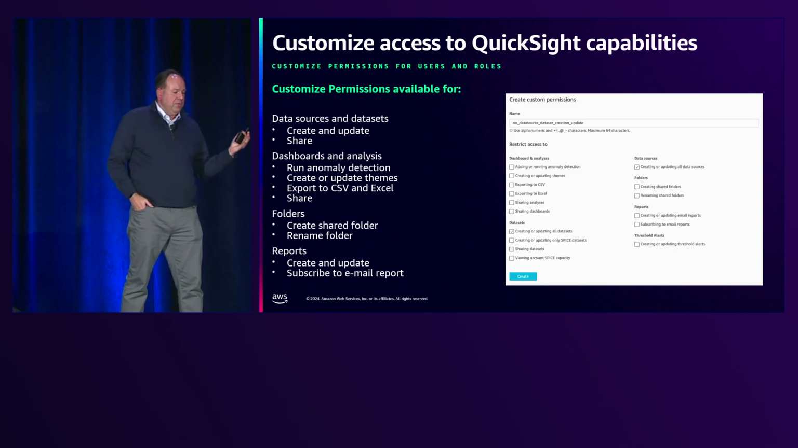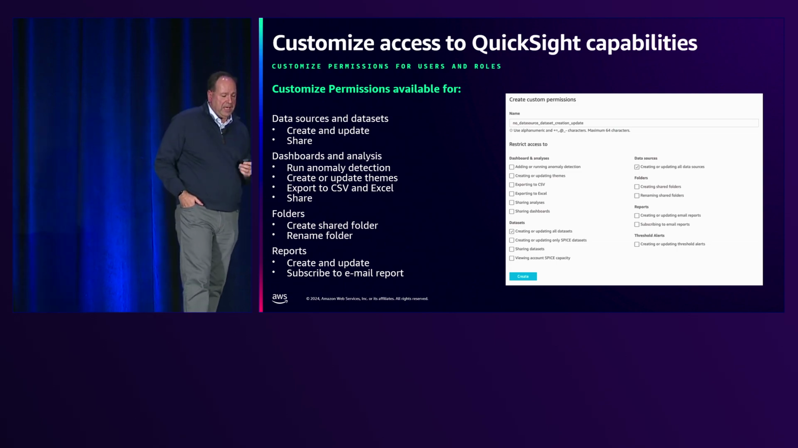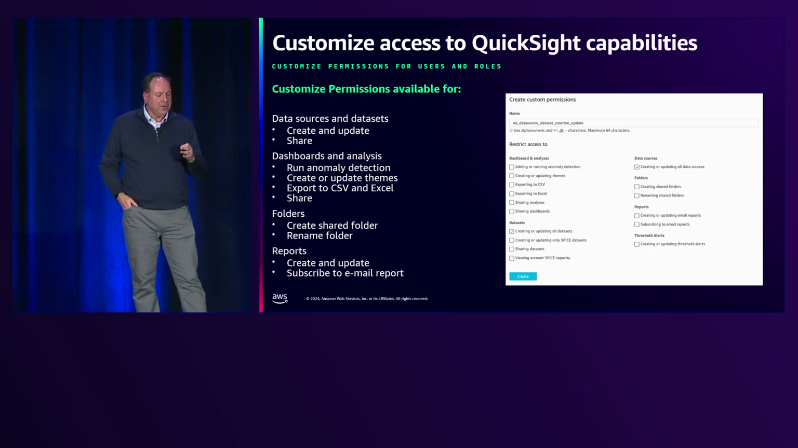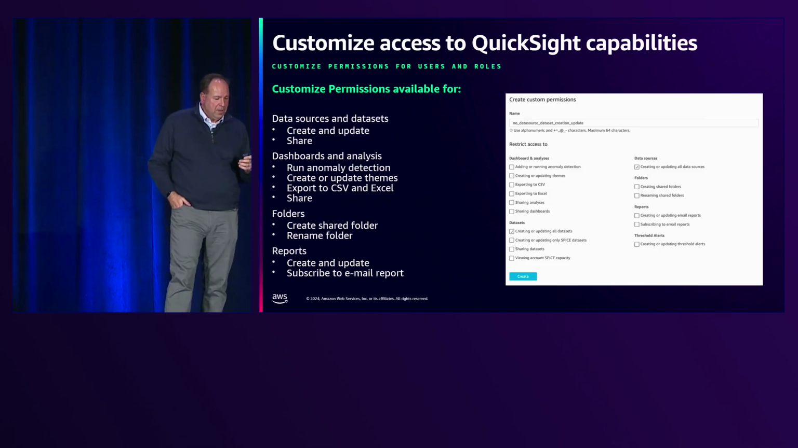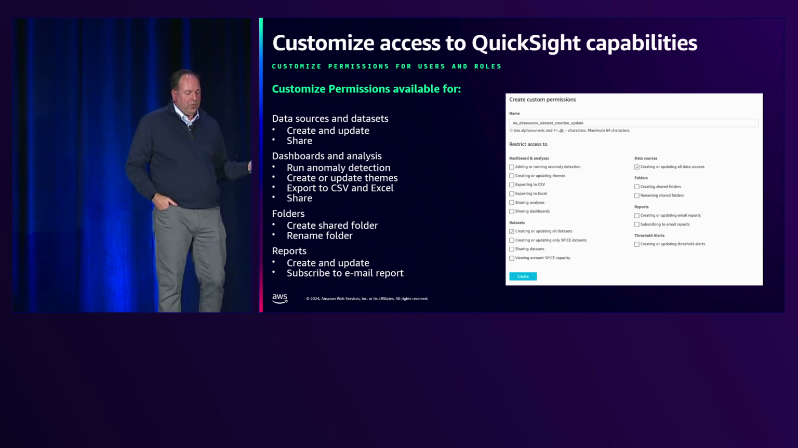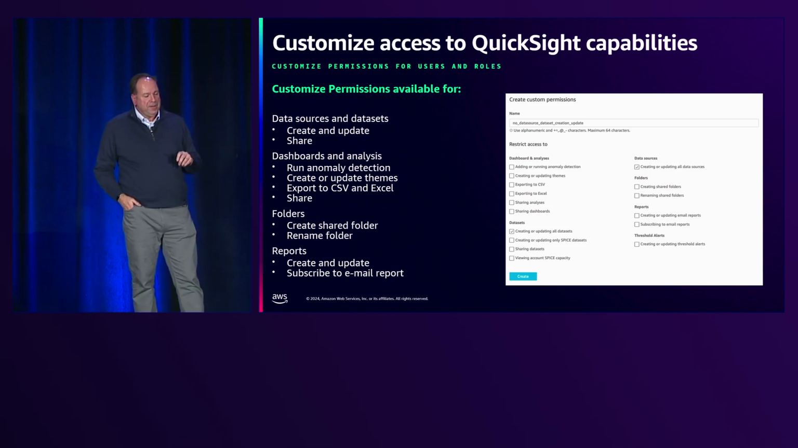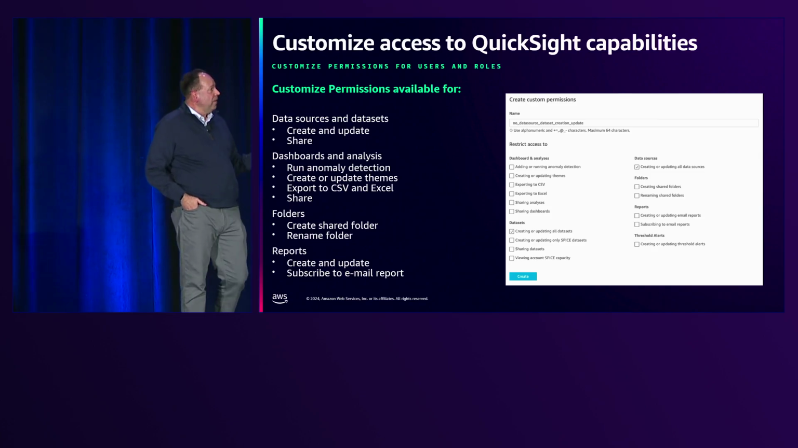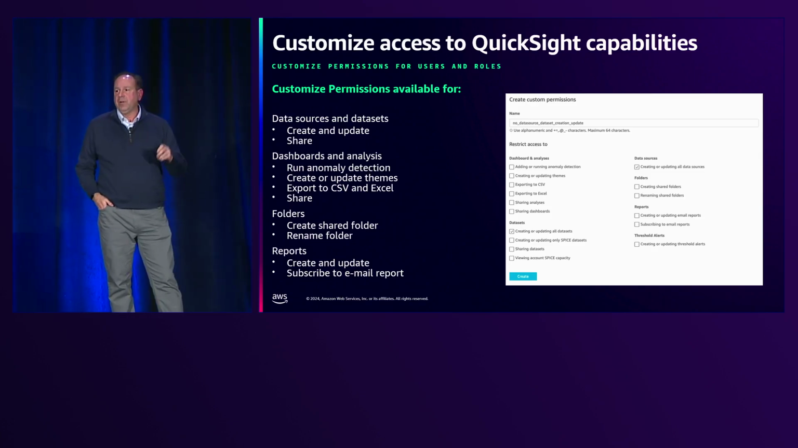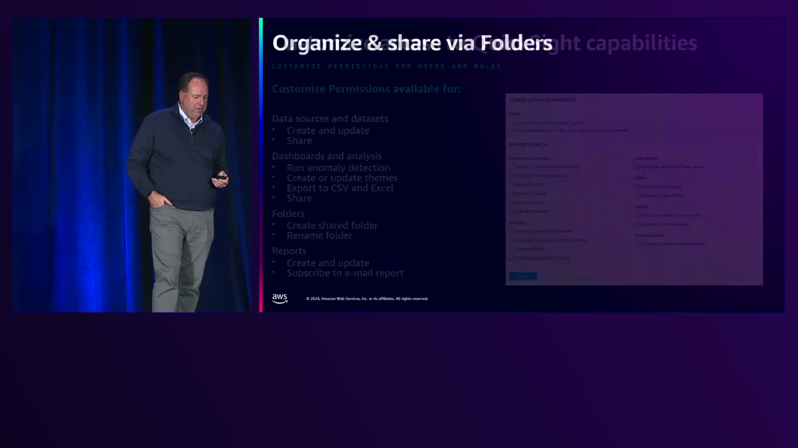So then the next thing you have to do is customize access to QuickSight capabilities. We do this through custom permissions for users and roles. You can see these different permissions and the capabilities that you can control right here on the screen, particularly around things like creating and updating data sets, running anomaly detection on dashboards and analyses, or creating shared folders or renaming folders. You can apply these capabilities to either users themselves or to the roles that we have in terms of readers, authors, and so forth.